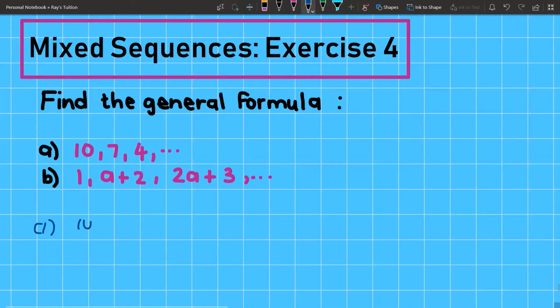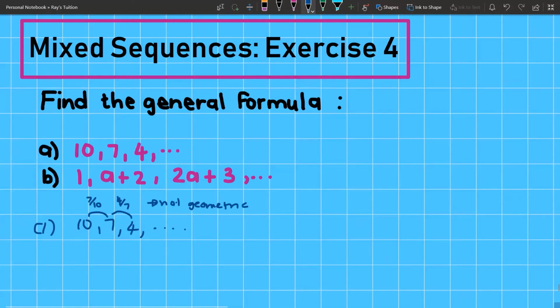We have 10, 7, 4. So let's check if it's geometric by dividing. So that's 7 over 10 and that's 4 over 7. So there's no common ratio, so it's not geometric.